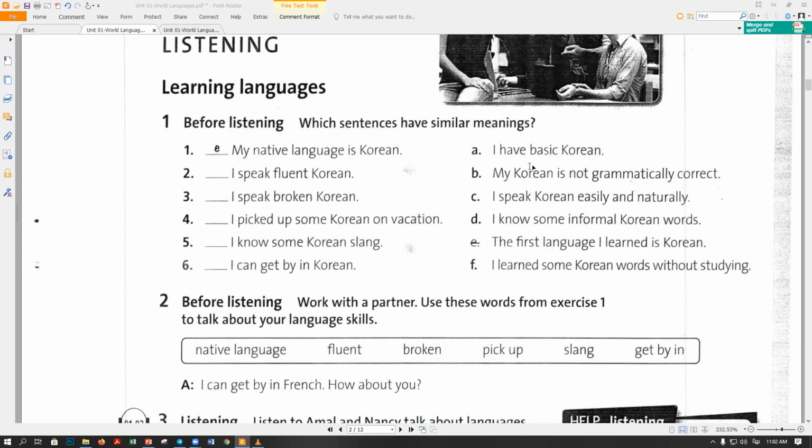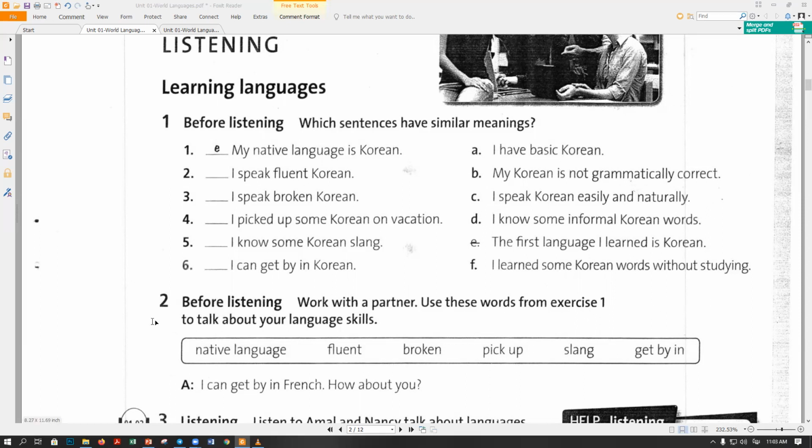A. I have basic Korean. B. My Korean is not grammatically correct. C. I speak Korean easily and naturally. D. I know some informal Korean words. E. The first language I learned is Korean. F. I learned some Korean words without studying.